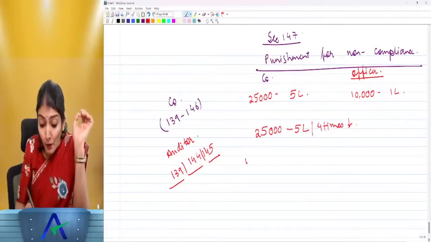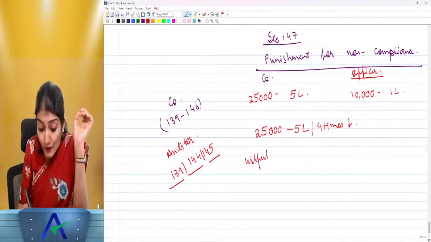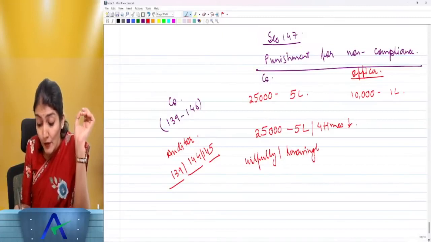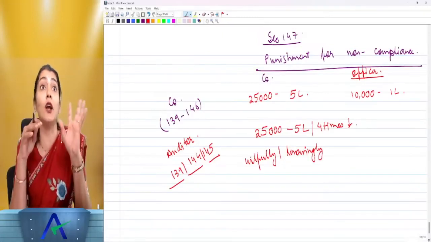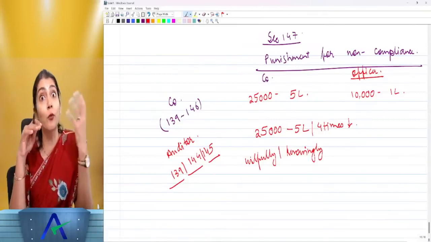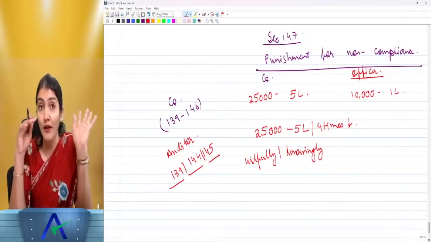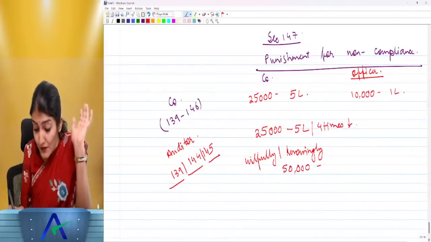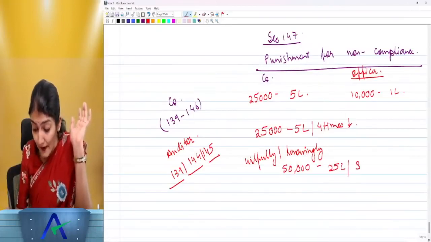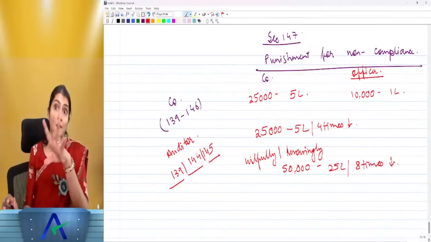And if the auditor of the company willfully, knowingly, deliberately, knows I should not allow a first year articled assistant to sign the audit report, yet still allowed the first year article to sign the report, gone. Then what does it say? Fine of not less than 50,000, which may extend up to 25 lakh rupees or 8 times the remuneration of the auditor, whichever is less.